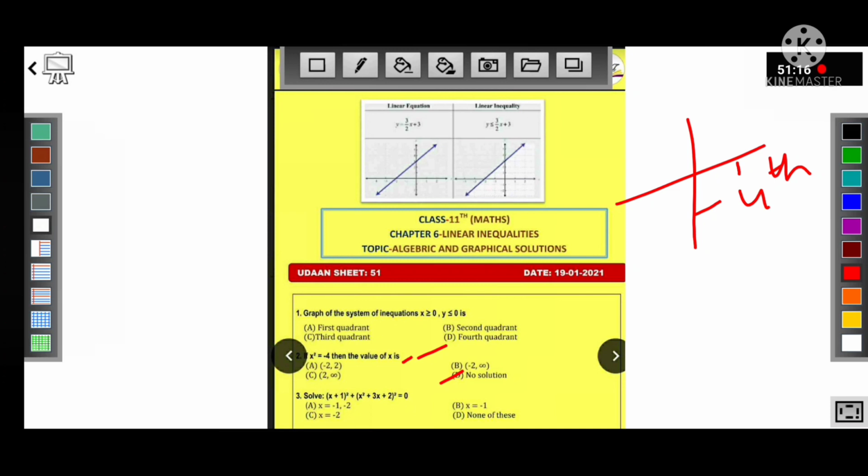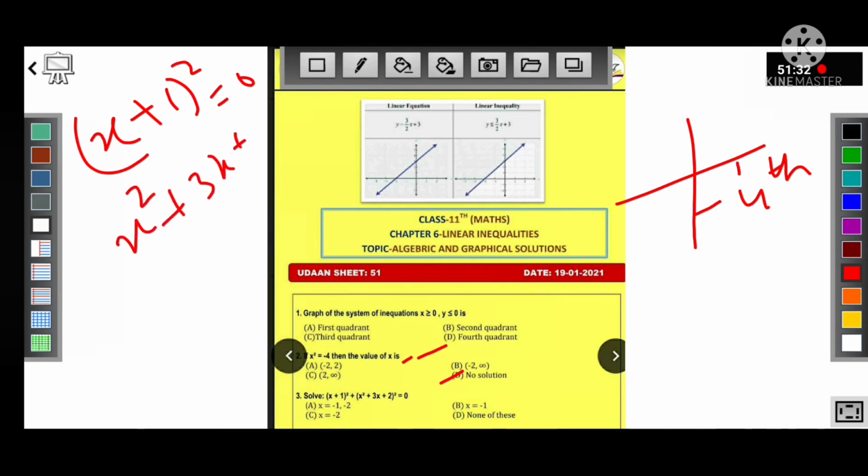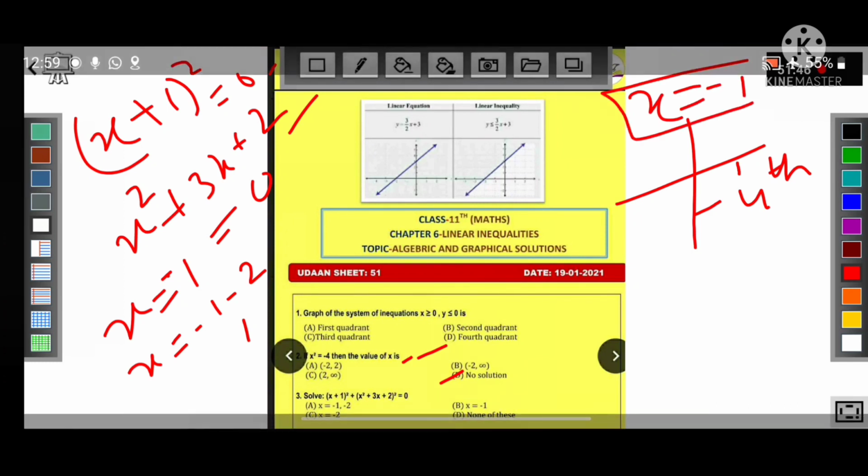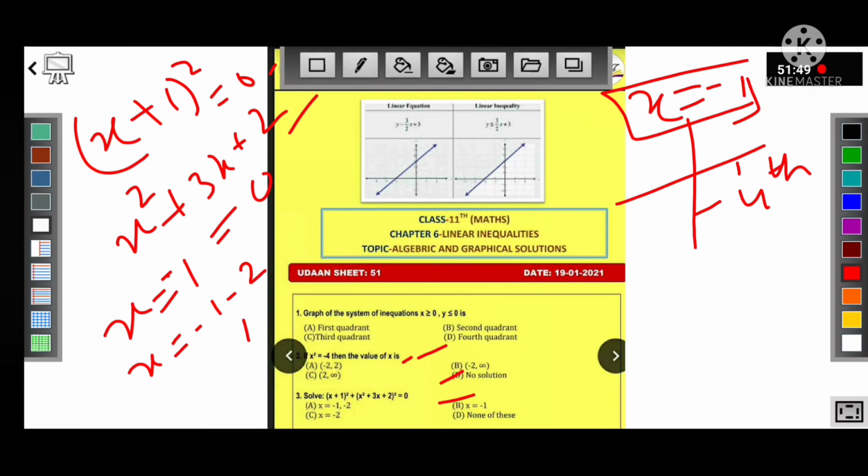Next question number 3. Solve (x plus 1) whole squared plus (x squared plus 3x plus 2) whole squared is equal to 0. Now these two terms are separately equal to 0. (x plus 1) squared is equal to 0 and x squared plus 3x plus 2 is equal to 0. By solving these two equations, we get x equal to minus 1 from the first equation and x equal to minus 1 and minus 2 from the second equation. Now x equal to minus 1 is common in both, so B is the right option.